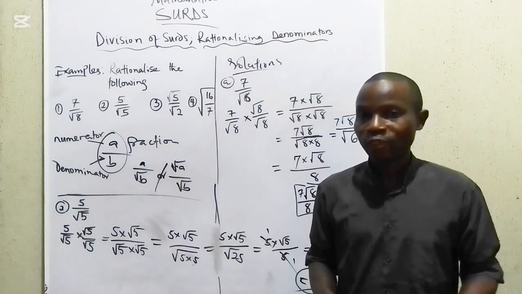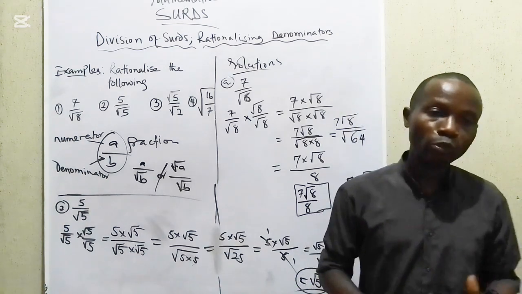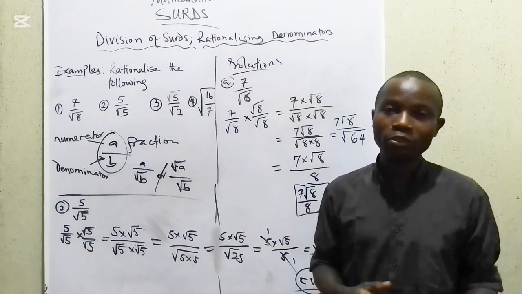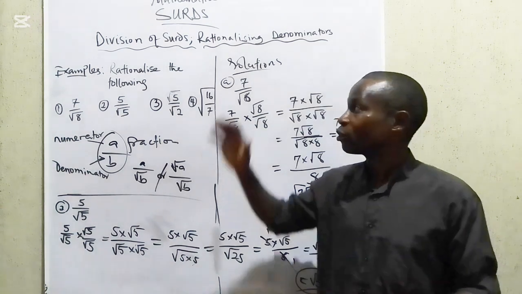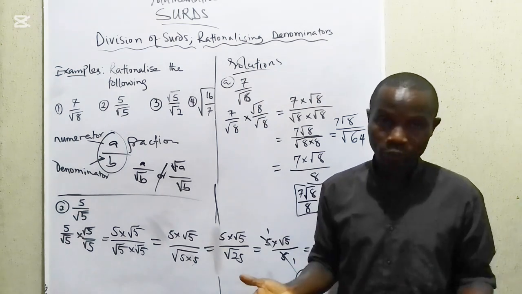Now I wish to continue on from where we stopped and build upon what we have started teaching. So we started with Surds and we've moved on from the laws and we went to multiplication of Surds. And we are considering division of Surds, rationalizing denominators.